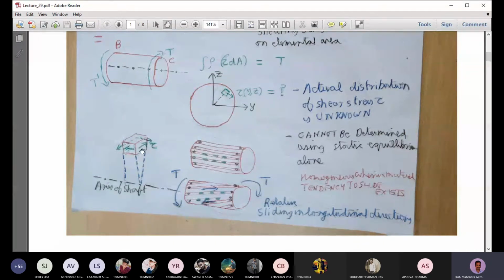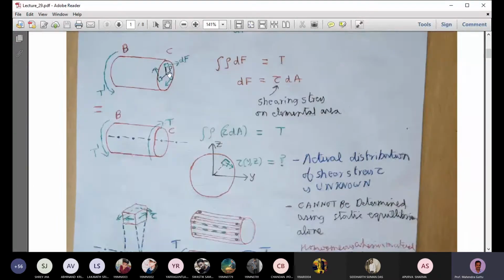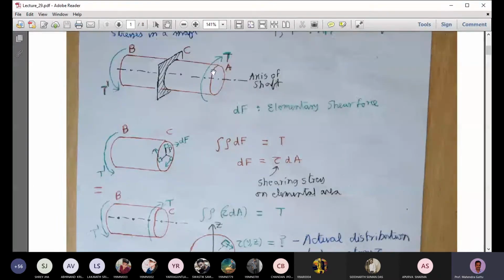So for every shear stress acting on the circular cross section, there is a corresponding shear stress acting in the longitudinal plane. For moment equilibrium, this tau value will be equal to that tau value. So although we are twisting it, we not only get shear stress on that circular cross section, but we also get corresponding shear stress along the longitudinal direction.